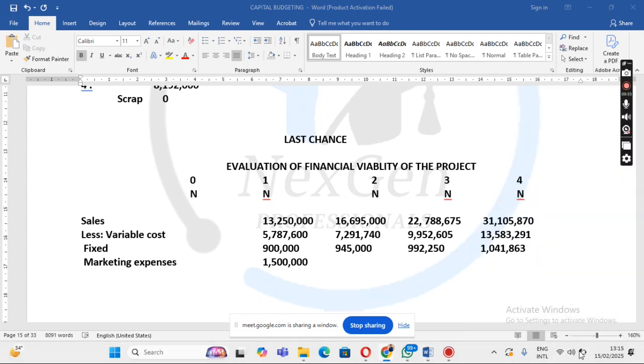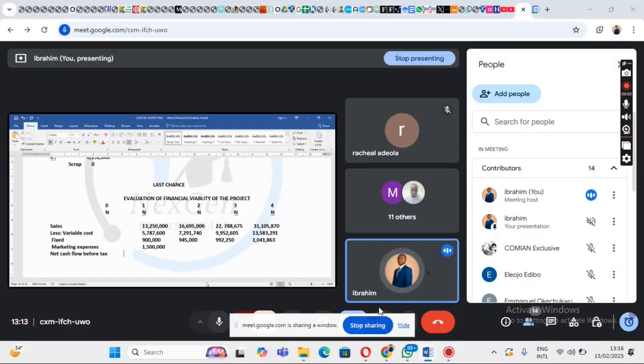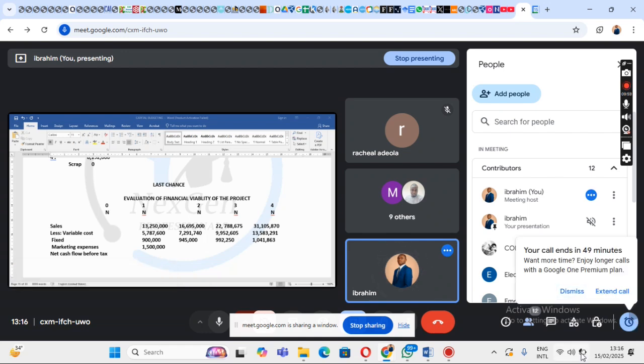Now, net cash flow before tax. Please remove everything. What do you have? Net cash flow before tax. What is the net cash flow before tax? Someone should do year two, the other person year three, year four, so that we can move.